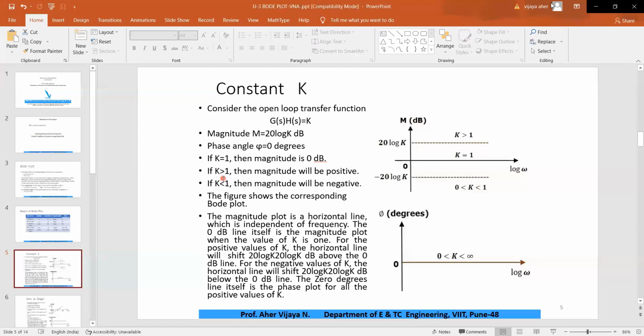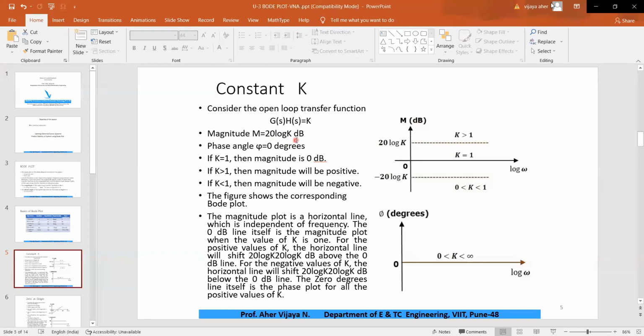So if K is greater than 1, then magnitude will be positive, right? So if K is equal to 1.5, K is equal to 2, greater than 1 असेल तर काय येणार आहे magnitude? Positive येणार आहे आपल्याला. Take log of that into 20. So you will get positive value when value of K is greater than 1. Now when K is less than 1, okay, K less than 1 असेल म्हणजे अगदी 0.9 असेल, 0.5 असेल, so less than 1, right? So if the value of K is less than 1, then magnitude is negative. Okay, so that you have to remember.